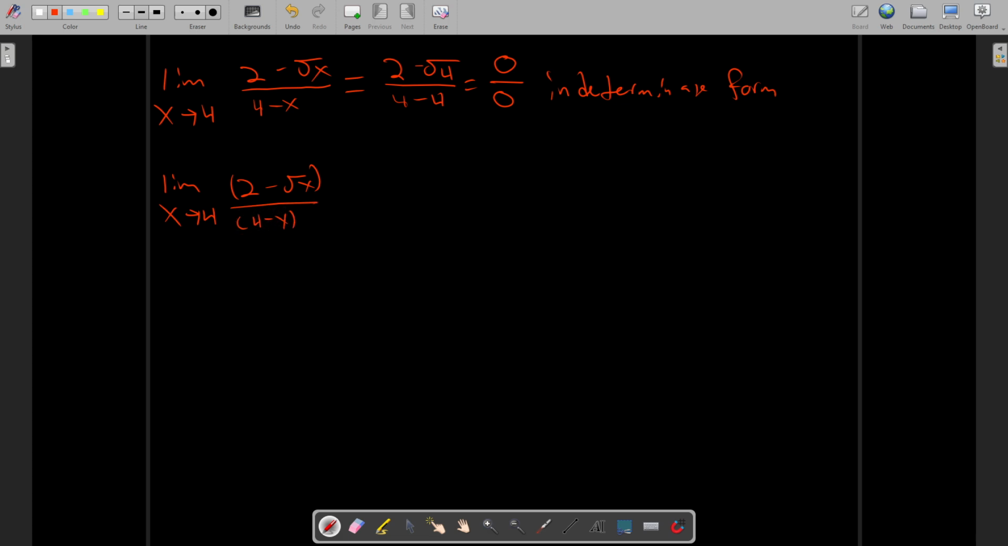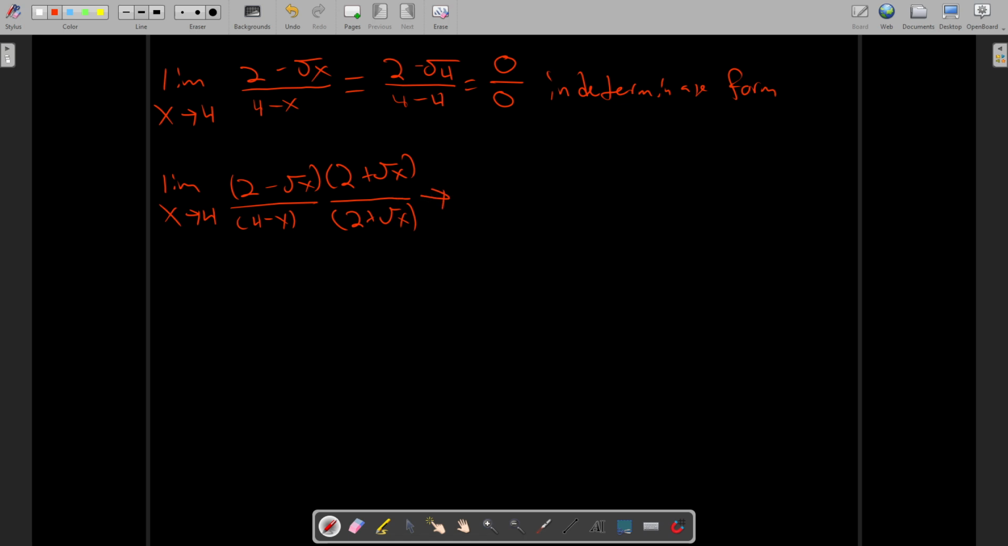Then multiplying by the conjugate, what you're going to be doing is multiplying by the conjugate expression of whichever term has the square root in it. The conjugate is the same expression but with the opposite sign. So you'd still have the 2, but instead of minus, you'll have plus the square root of x, over 2 plus the square root of x, because this would go to 1, keeping the limit the same. You just have to make sure you do it to both the top and bottom.